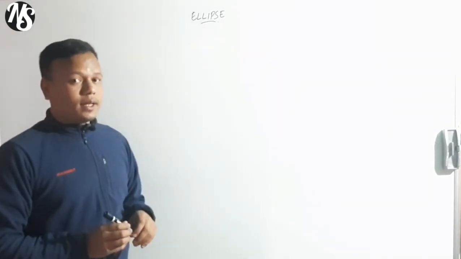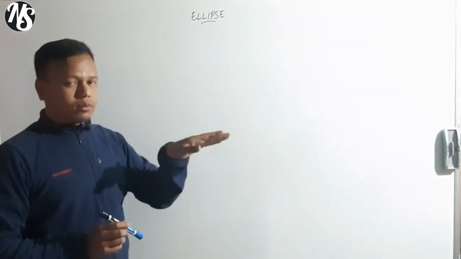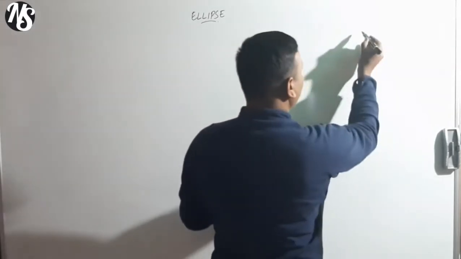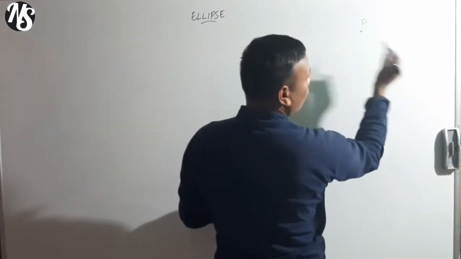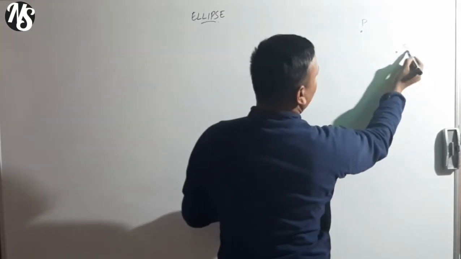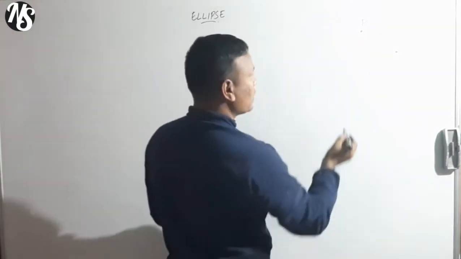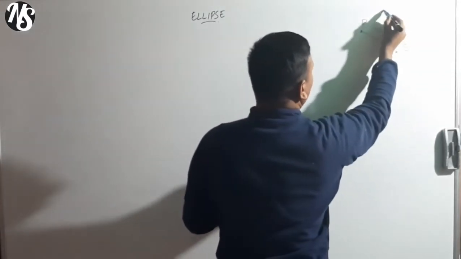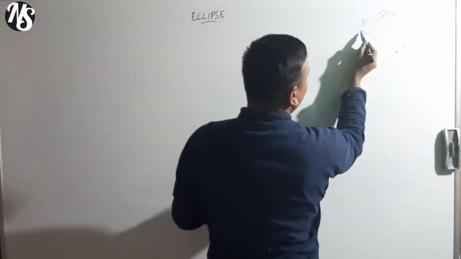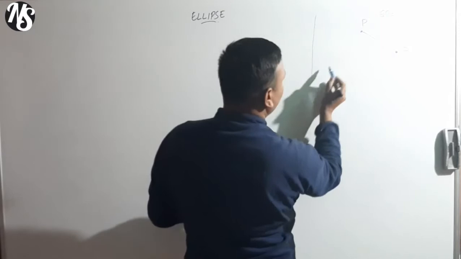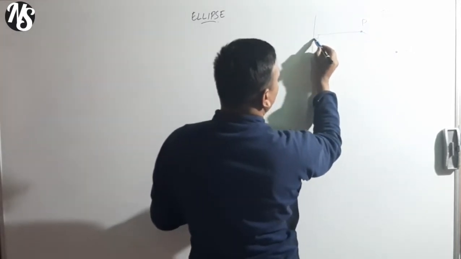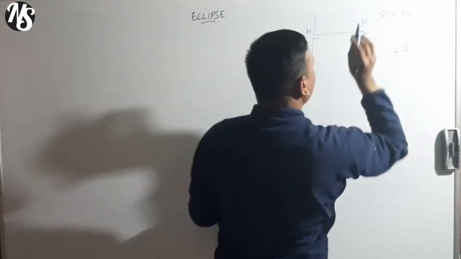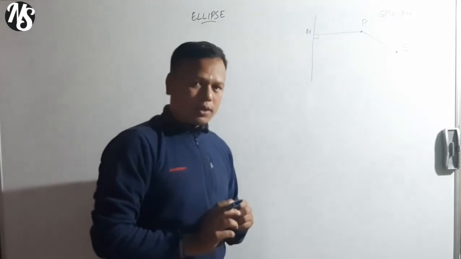I said that in parabola, the distance between the moving point P and the fixed point, which we call S, that is SP, is equal to the distance of this moving point to a fixed line. If this is my fixed line, then this distance is called PM. So this happened in case of a parabola.